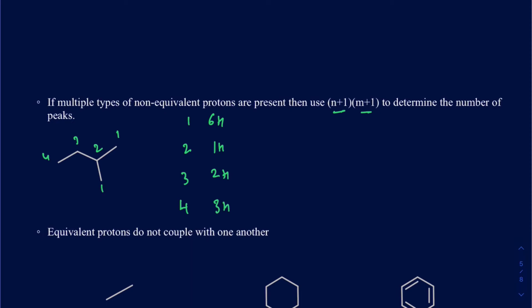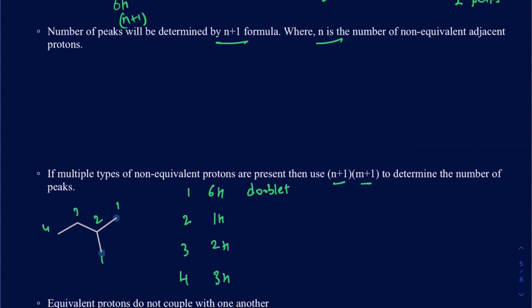Now, when I'm looking at signal 1 that has 6 protons, how many adjacent protons do we have? Well, the only adjacent carbon would be carbon number 2, and carbon number 2 has only 1 proton. That means this signal 1 will show up as a doublet. So it's just clear. This is just what we talked about earlier.